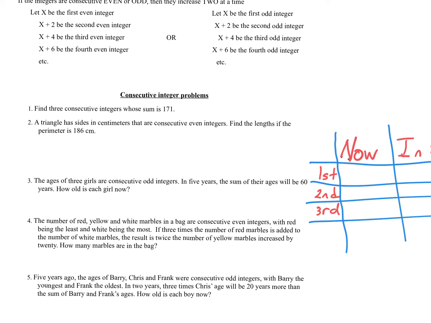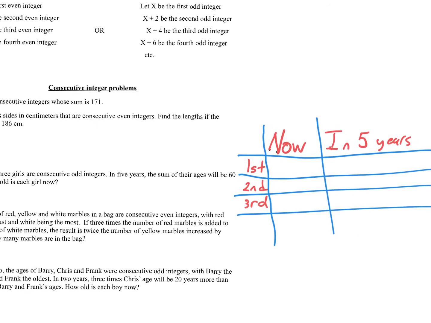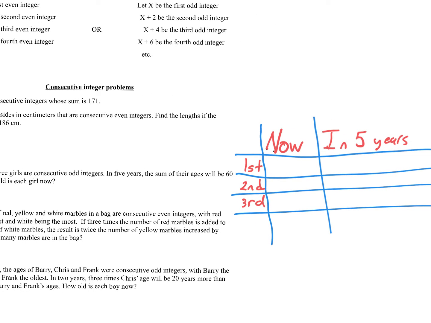Okay, so the first thing we're going to do here is make a quick little table over here. I want to move this over here. Right now, their ages are: if the first one is x, the next consecutive odd one will be x plus 2, and then the third one will be x plus 4.